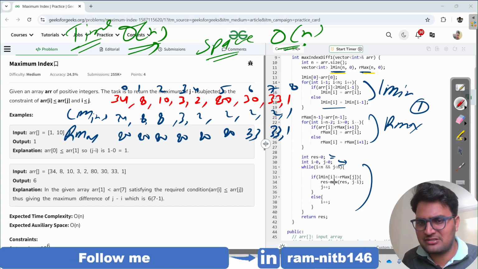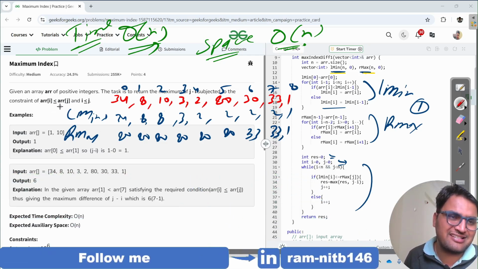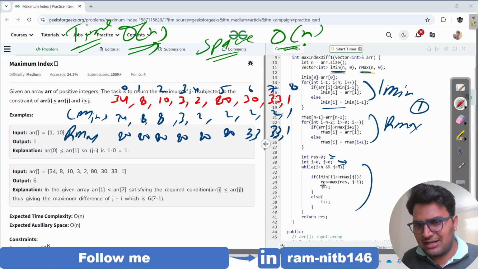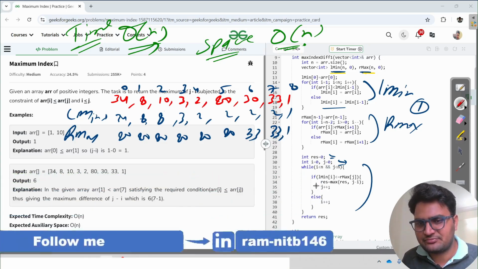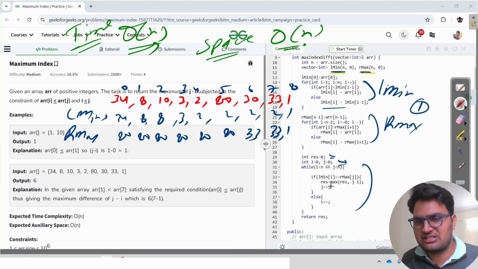Then I will check the condition here: left min of i should be less than or equal to right max of j. If this condition is true, it means it is fulfilling the condition, so I will update my result with the maximum of the value in the res variable and j minus i. I will compute j minus i, and whichever is greater, I will store into the result. And I will increase j plus plus here.